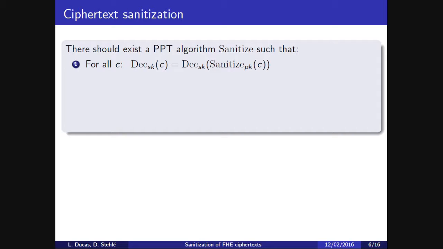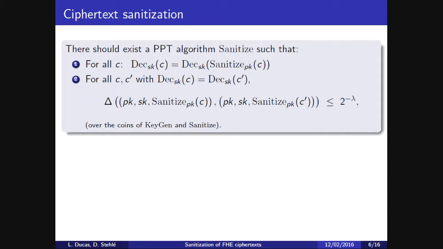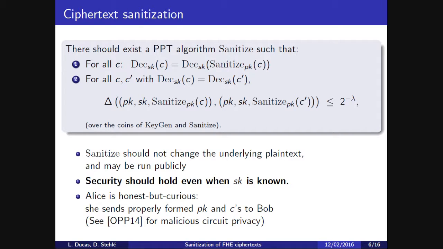So what is precisely ciphertext sanitization? Well, we want there to exist an algorithm, Sanitize, that when we apply it to a ciphertext, the first property that we want is correctness. So we want that it doesn't modify the underlying plaintext. So we want the decryption of Sanitize(C) to be the same thing as the decryption of C. And the second property is that two ciphertexts that actually decrypt to the same value, so two ciphertexts that have the same underlying plaintext, are statistically indistinguishable. And we want this even knowing the secret and the public key.